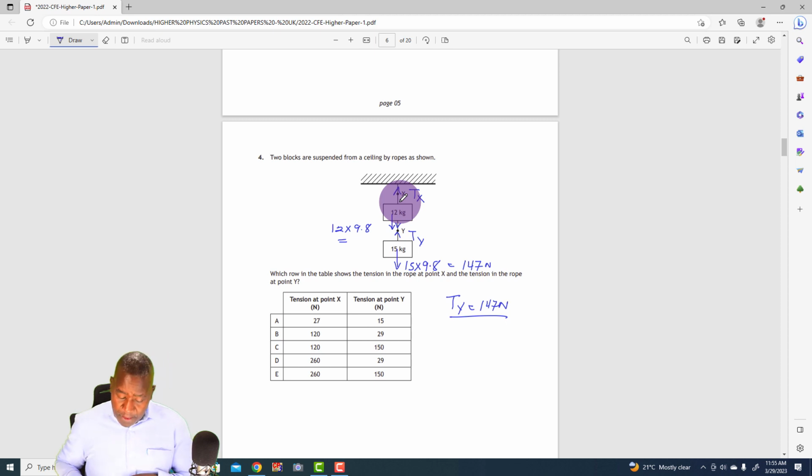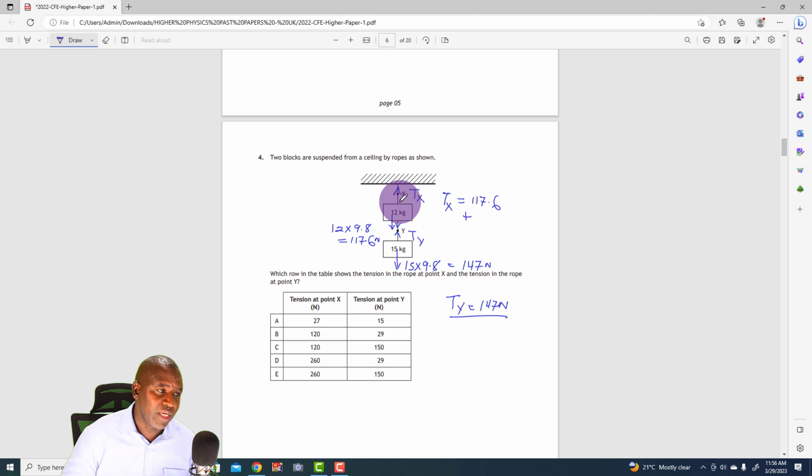9.8, and that should give us 12 times 9.8 gives us 117.6 newtons. Again, when you look at the 12 kg mass, it is in equilibrium, so the resultant force on it is 0. That means the sum of upward forces acting on it, which is Tx, is equal to the sum of the downward forces, which is its own weight, 117.6, plus the tension in Y, which is 147. Let's see what we get. So 117.6, we add 147, and we get 264.6.